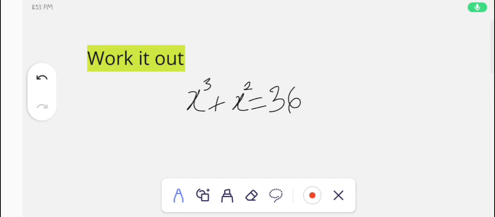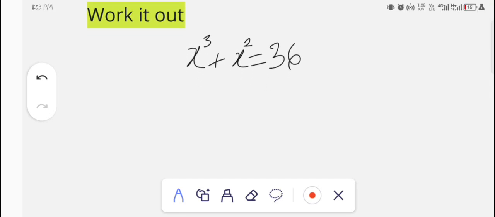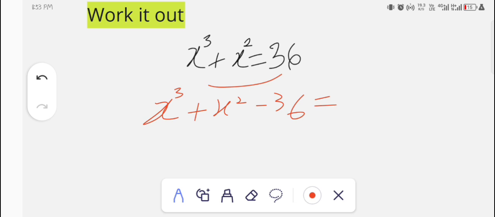Alright, nice friends. The first step we may want to take here is to find a way of transporting 36 to this other side of the equation. So we find this to be x raised to the power of 3 plus x squared minus 36 equal to 0. Are we there? Very good.